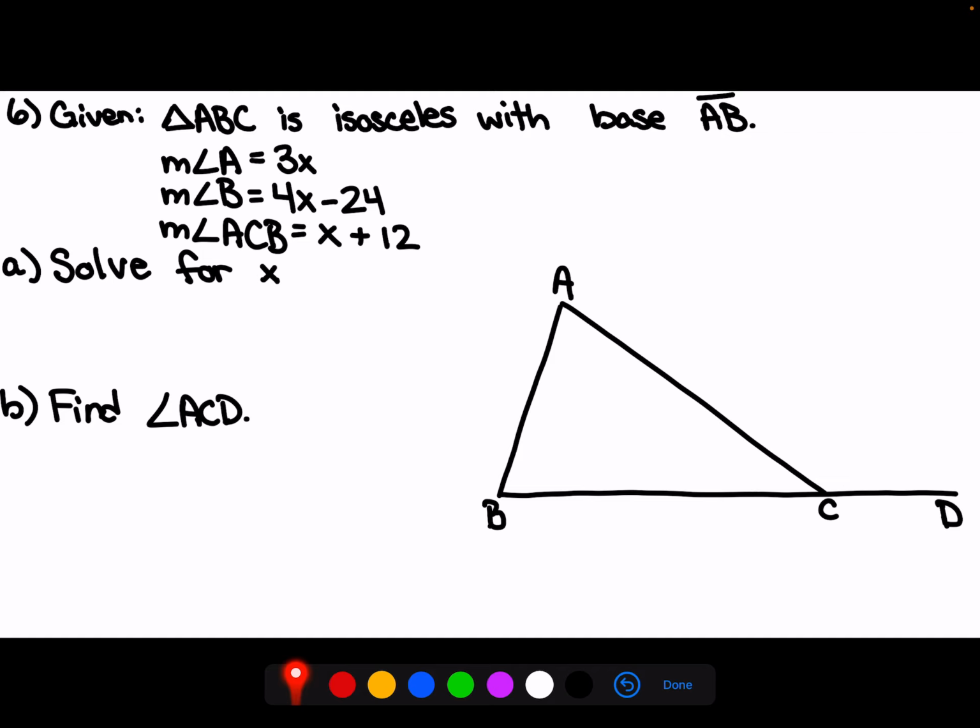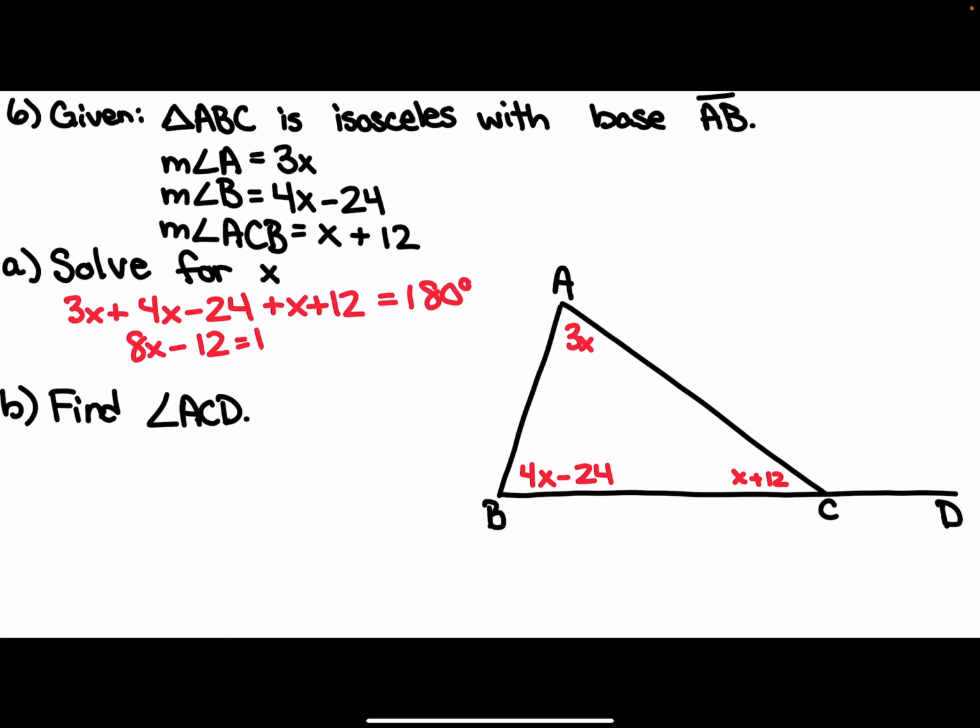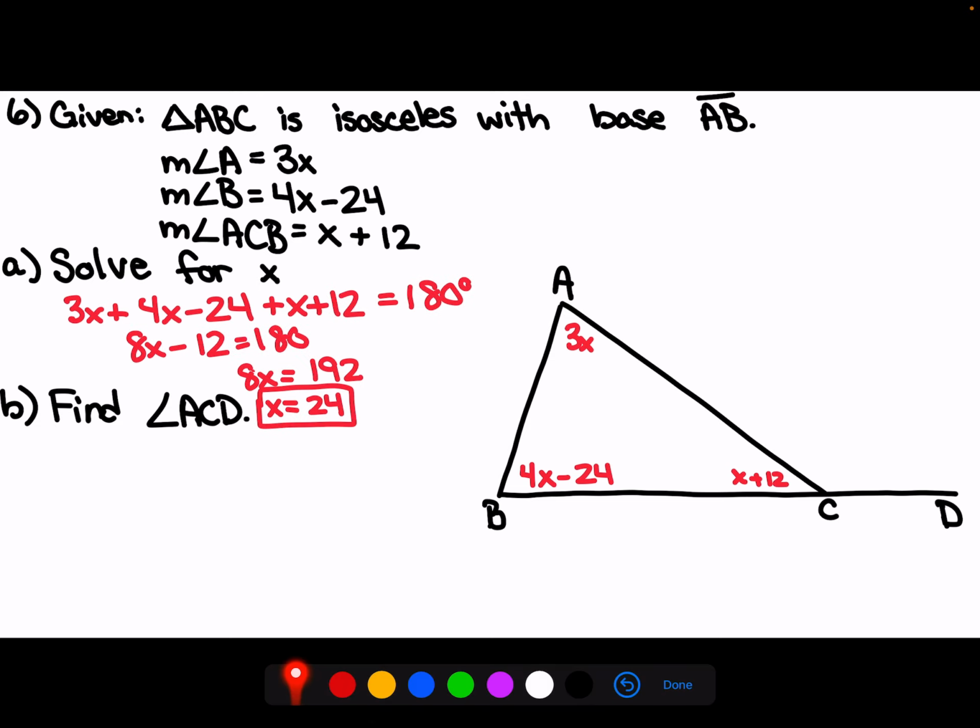So to get started, there's a couple ways to do it, and I'll show you both. The first way, we have each of our interior angles, so I can add them all together and set them equal to 180, which will allow us to solve for x. So that gives me 3x plus 4x minus 24 plus x plus 12 equals 180. This gives me 8x minus 12 equals 180. Adding 12 to both sides, 8x equals 192, so x is equal to 24.